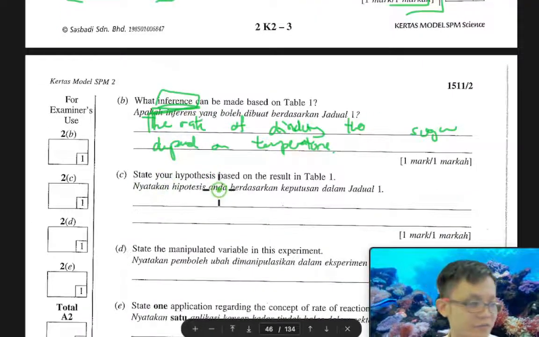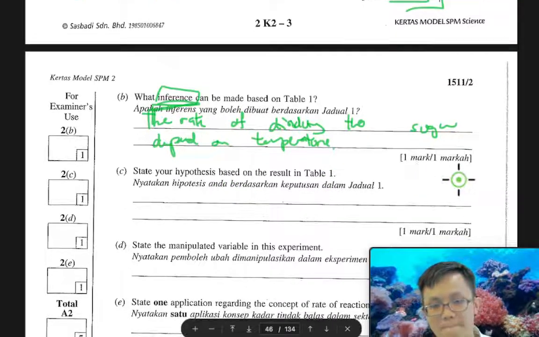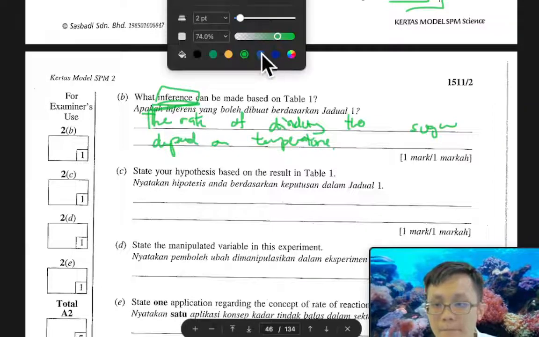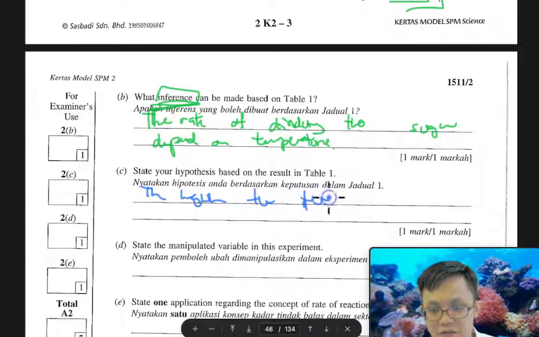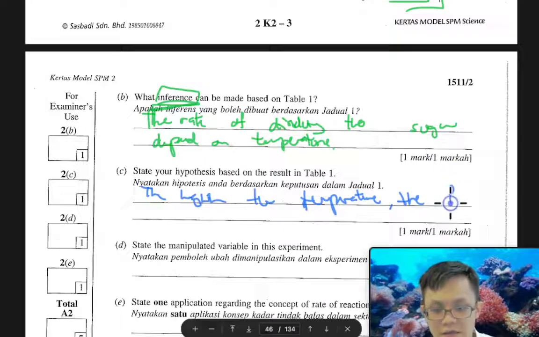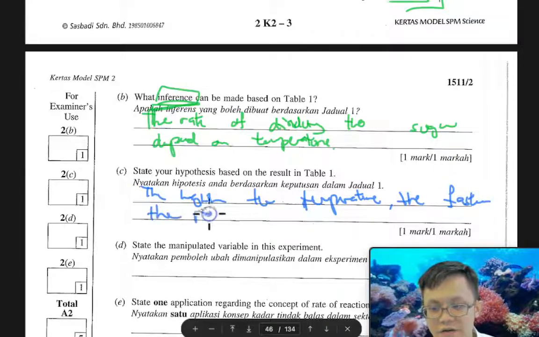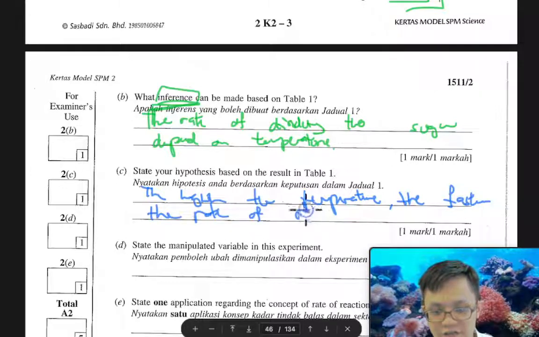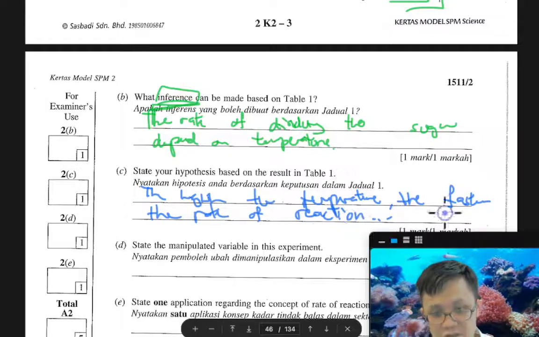State your hypothesis. What is the hypothesis? The higher the temperature of the water, the faster the rate of reaction. Okay, the higher the temperature, the faster the rate of reaction. Very good. This hypothesis shows a relationship that we want to test.